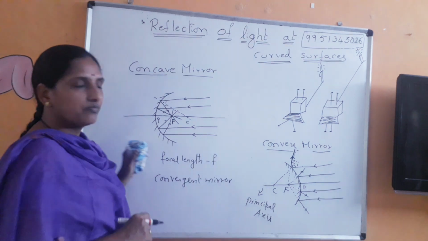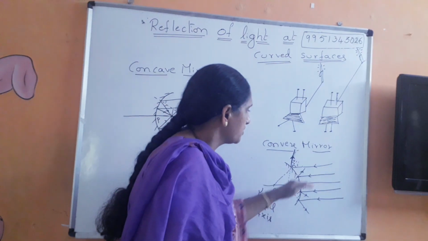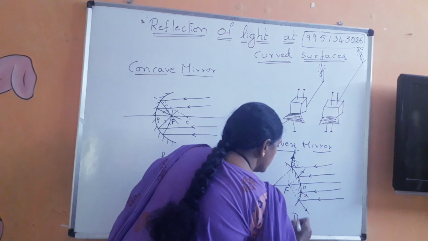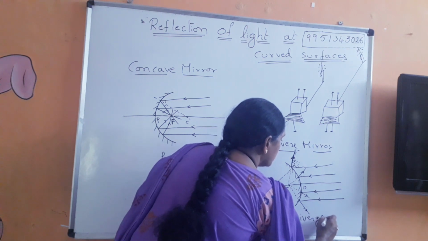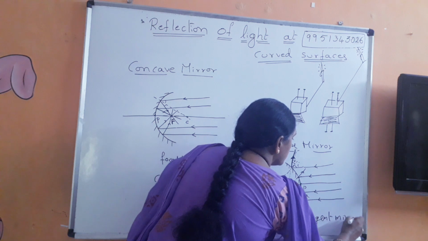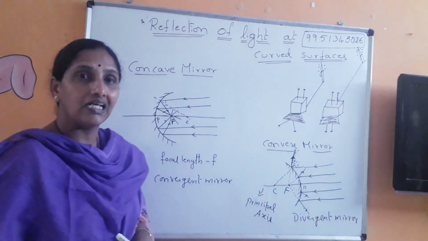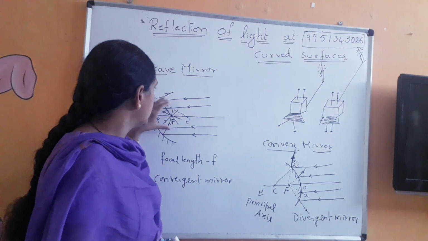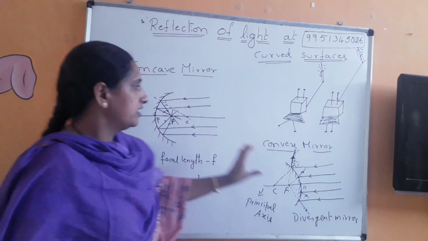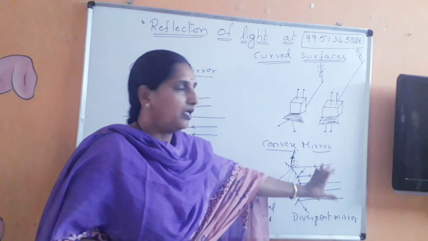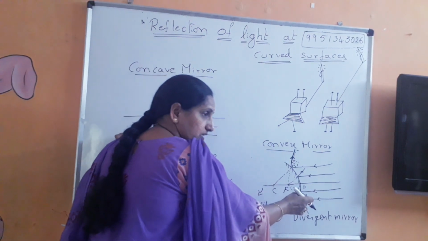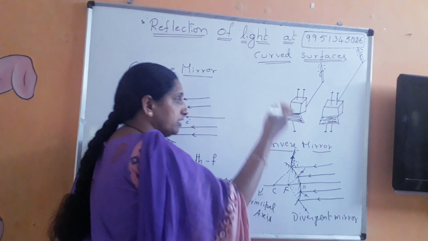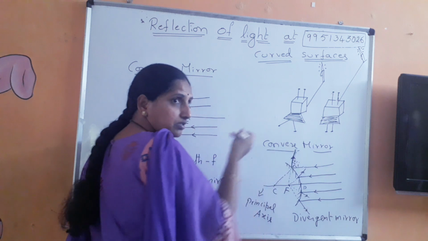And here, the rays after reflection are getting diverged away. So it is called divergent mirror. So convex mirror is also called a divergent mirror. Concave mirror is also called a convergent mirror. Why? Because the reflected rays here converge and here they diverge. And since they are diverging, you can't take the image here on a screen. That means like taking a paper or anything, you can't take the image here.